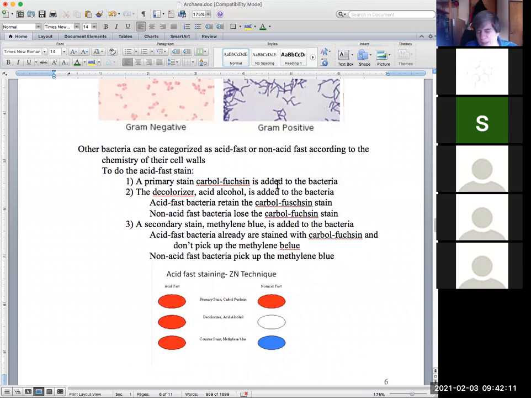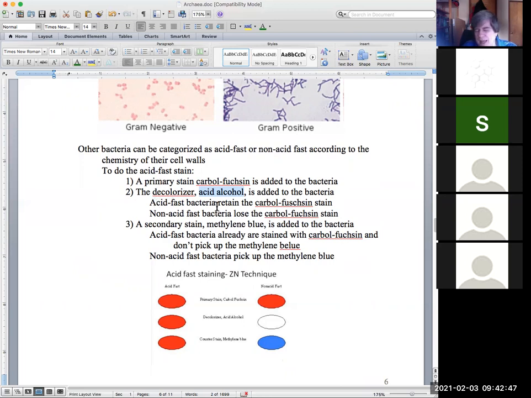And again, this is a stain, and the color we're going to see at the end of our stain depends on the chemistry of the cell walls of the bacteria that we're looking at. So we're going to add something called a primary stain, which in this case is carbofuchsin. Carbofuchsin is kind of a pinkish red color. And then we're going to add something that can dissolve carbofuchsin. It's called a decolorizer, and what we add is acid alcohol. That's why this is an acid-fast stain.